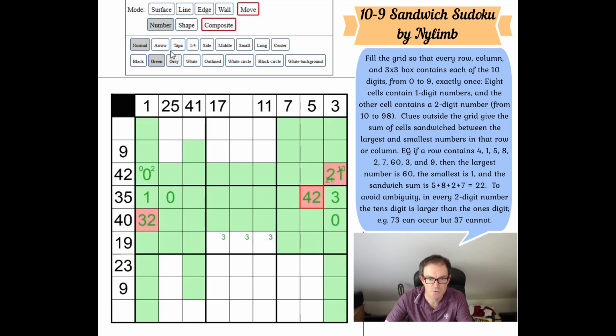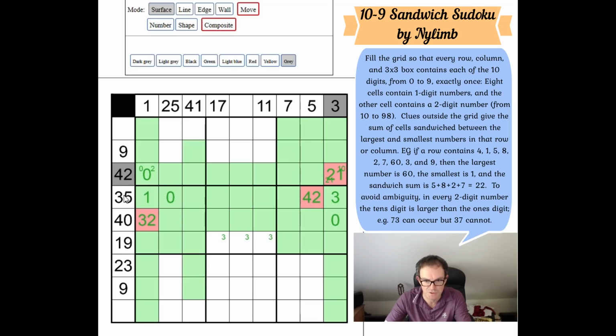So I'm also going to label which clues I've used, to be honest. I've basically used this clue. I've used this clue in the sense it can give me no more information. This clue I've used. This clue I've used. This clue I've used. I think that's all. Still haven't done the 41 clue.